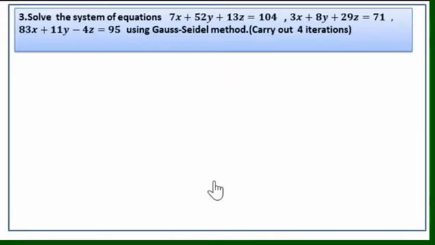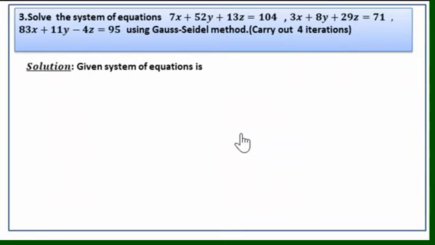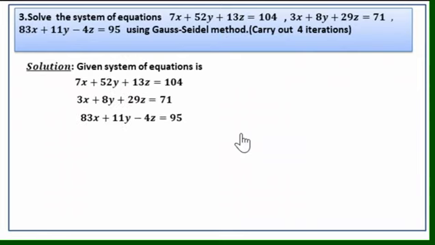Next question. Solve the system of equations 7x + 52y + 13z = 104, 3x + 8y + 29z = 71, 83x + 11y - 4z = 95 using the Gauss-Seidel method and carry out 4 iterations. So here, given the system of equations, first find whether it's diagonally dominant or not. These are the 3 equations.